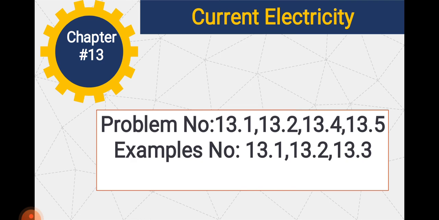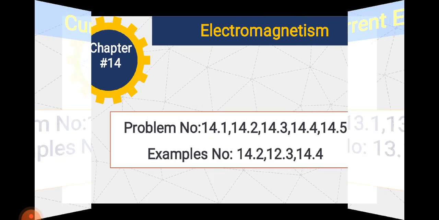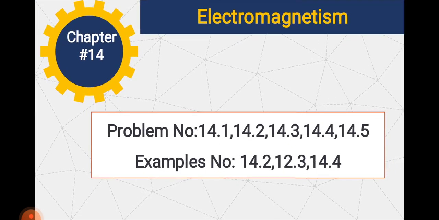And now chapter number 14, which is about electromagnetism. In this chapter we have some problems and examples like 14.1, 2, 3, 4 and 5. These numerical problems are most important, and example number 14.2, 3 and 4. These examples are important from chapter number 14, which is about electromagnetism.